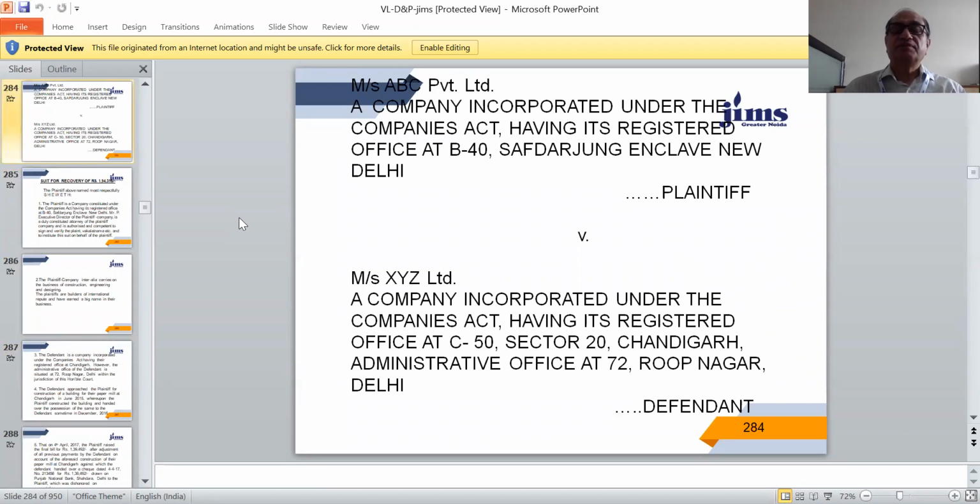Then the names of plaintiff and defendant are to be mentioned with complete name and address. In our illustration, Messrs. ABC Private Limited is the plaintiff and Messrs. XYZ Limited is the defendant, and their complete address is to be mentioned in the plaint.